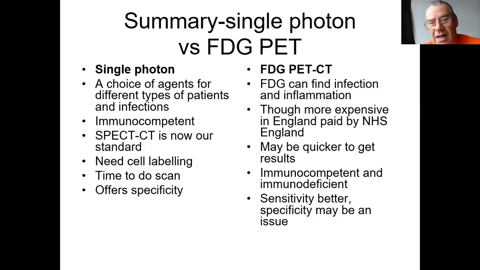FDG PET-CT, on the other hand, can find infection and inflammation. There's a lot more experience in the UK and probably elsewhere using it. As long as the patient is fasted, the scans can be done much quicker, and the turnaround tends to be a lot faster. It can be used in immunocompetent and immunodeficient patients. The sensitivity is certainly better, but probably the specificity is not as good.